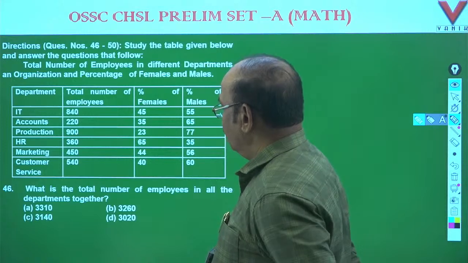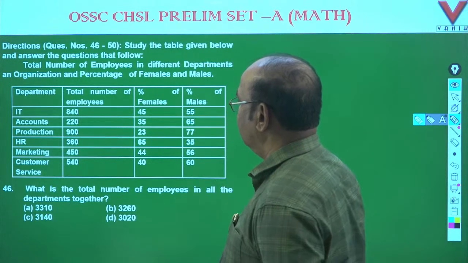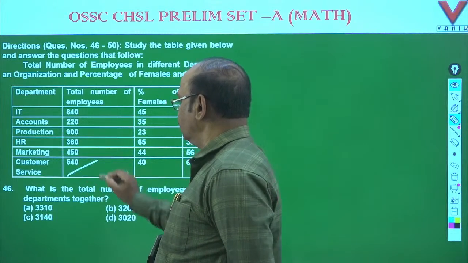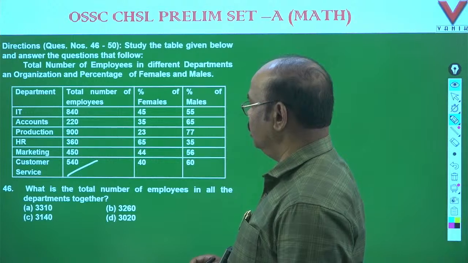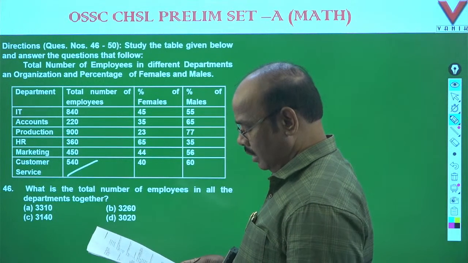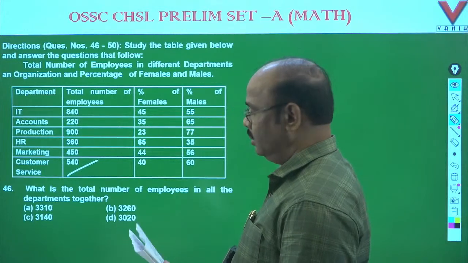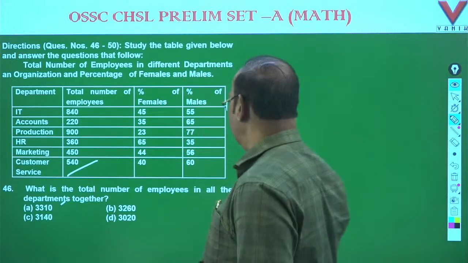Question number 46: what is the total number of employees in all the departments together? Do the addition: 840, 220, 900, 360, 450, 540. The answer comes to 3310. Option A. Next question.